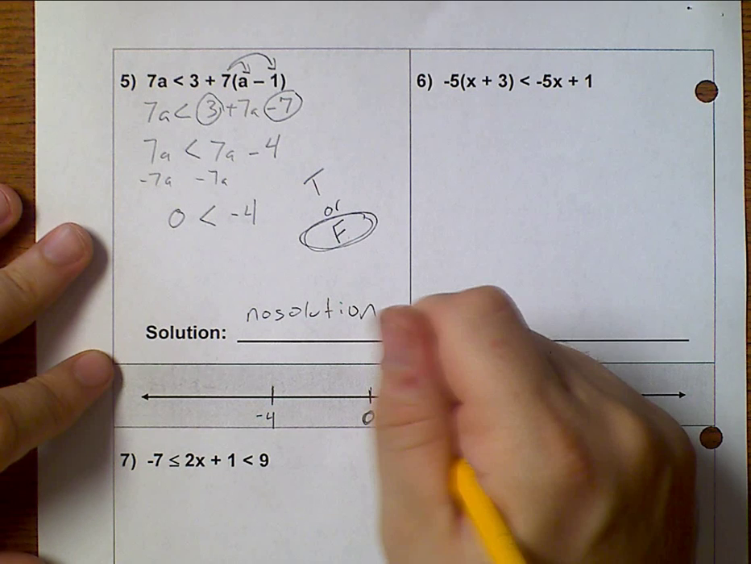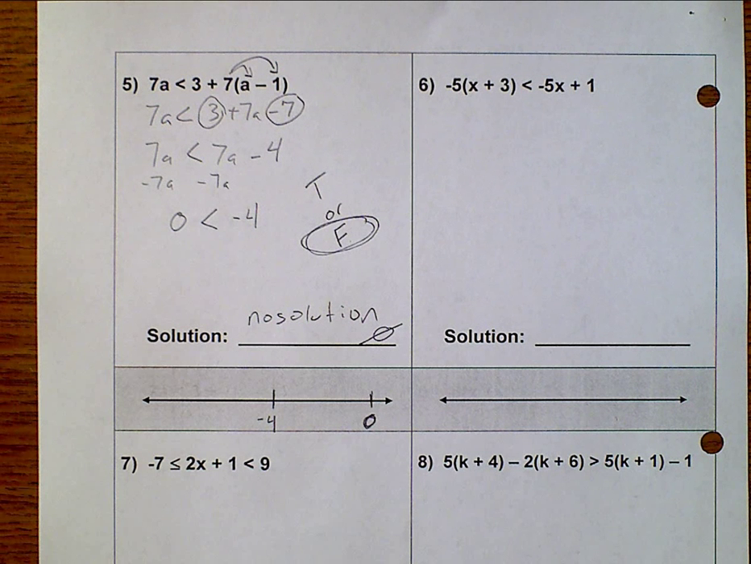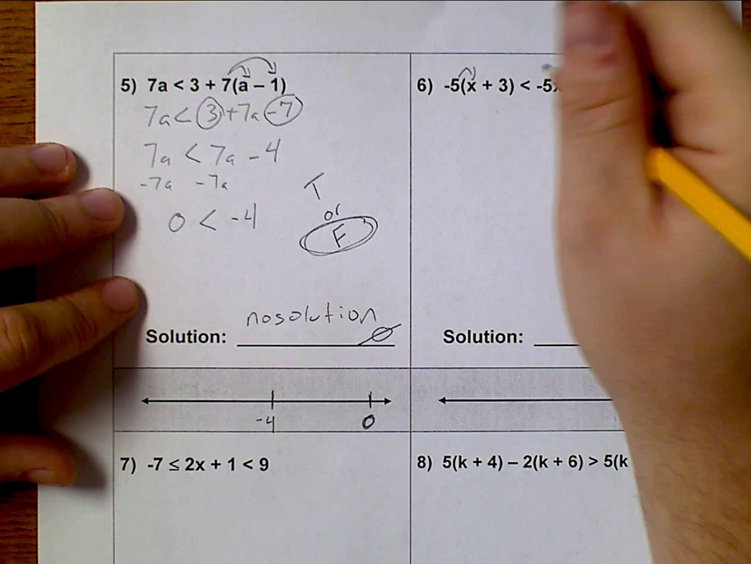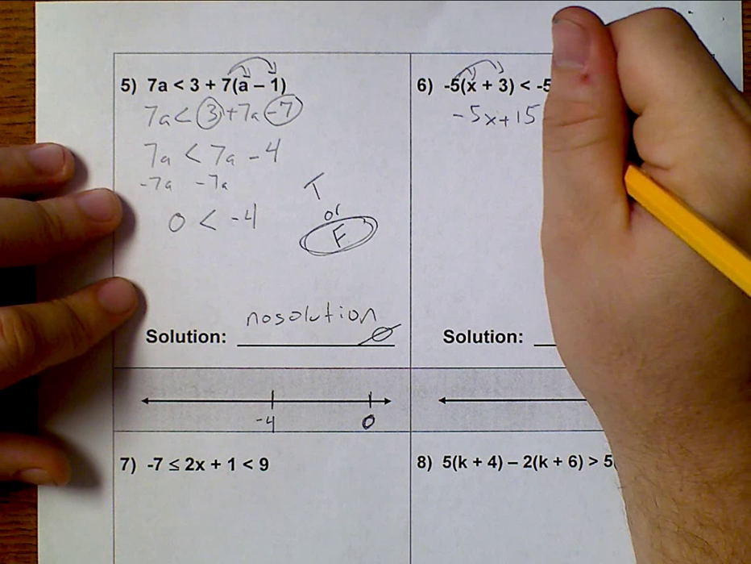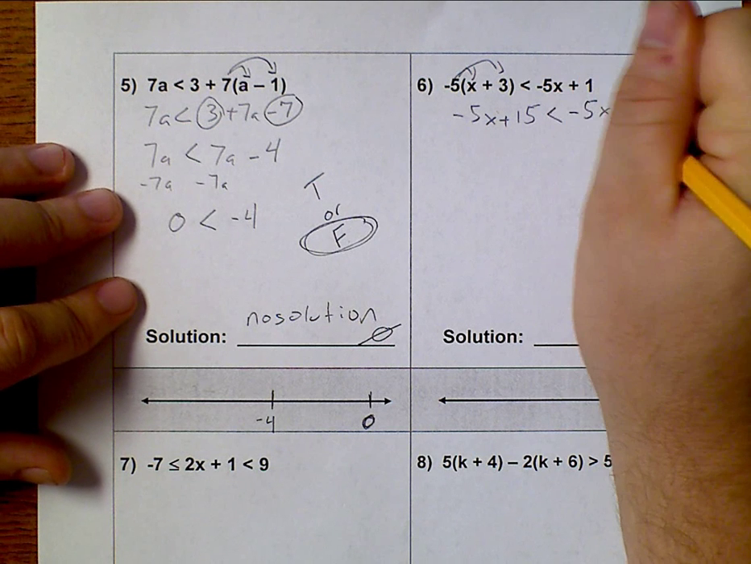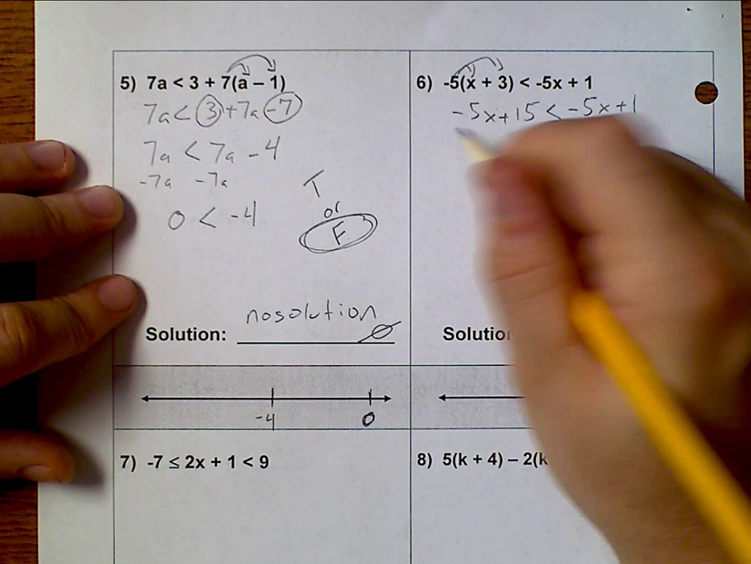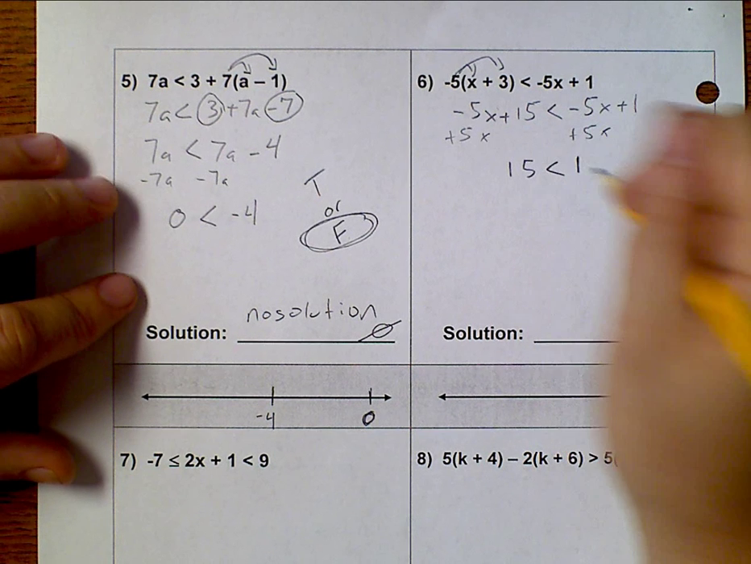Alternatively, we could just draw the circle with a slash through it that represents no solution. Now this happens when we get a false statement. Let's take a look and see what example number 6 shows us. I'm going to start off with distributing negative 5x plus 15 less than negative 5x plus 1. I'm going to add 5x to both sides, and I get that 15 is less than 1.